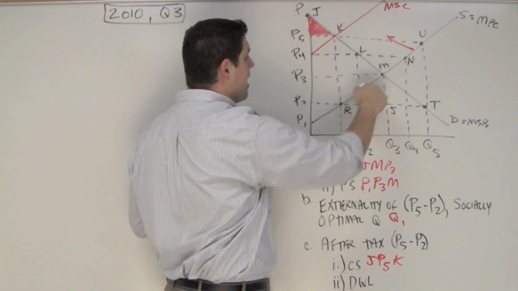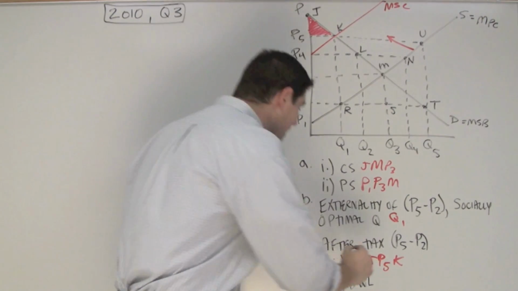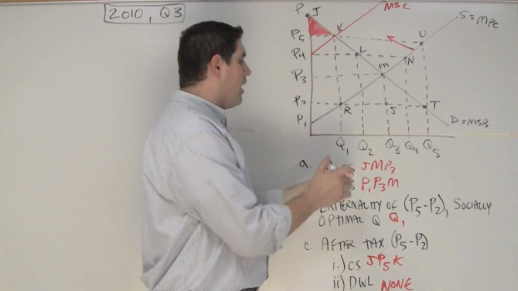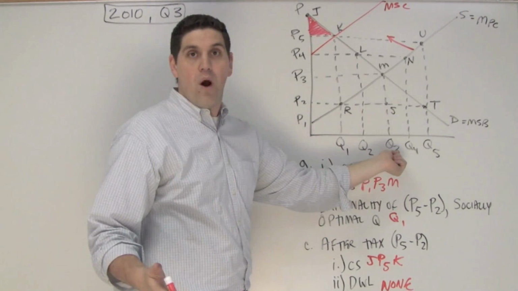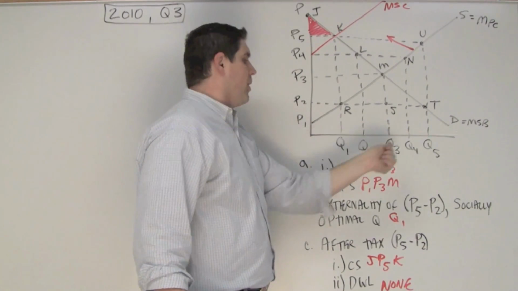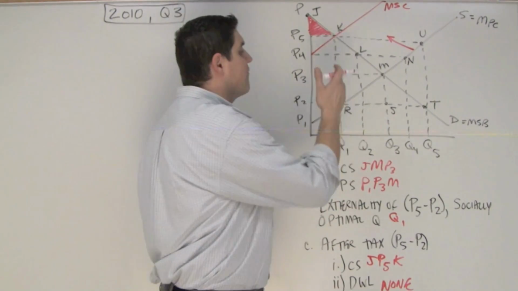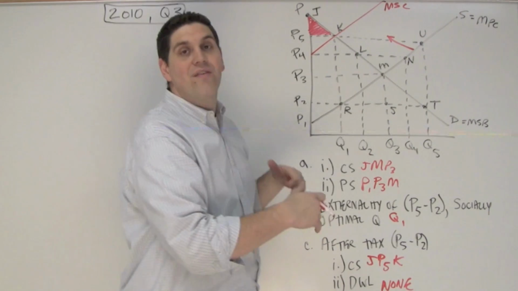Now, what about deadweight loss? Is it KMR? The answer is no, there is none. With a negative externality, the quantity Q3 was the wrong quantity, right? We wanted Q1 produced, but we were producing Q3. That means that in the free market, Q3 was the wrong amount produced, and there was deadweight loss.